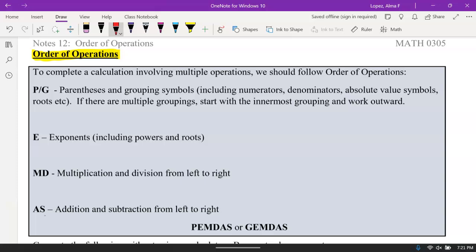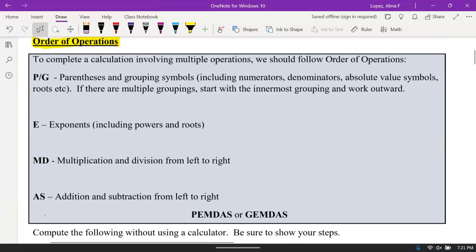Some of you know it as PEMDAS, and a really nice little thing you can do is actually write the abbreviation down when you start the test or right before you start so that you can have it sitting there right in front of you. I'll go through what each one of them means and I'll give you a little mnemonic device to help you remember it. The P stands for parentheses and grouping symbols.